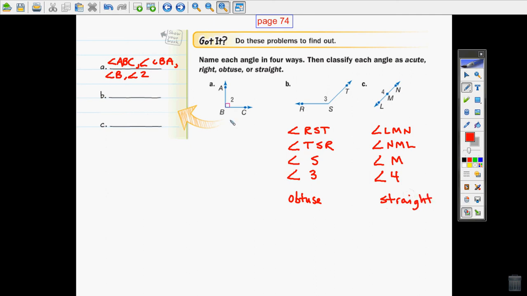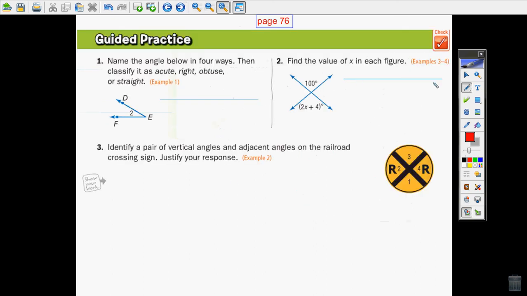I do believe I forgot to name angle A here. This is a right angle. All right, we're going to stop it here, let you practice a little bit, and then move on.